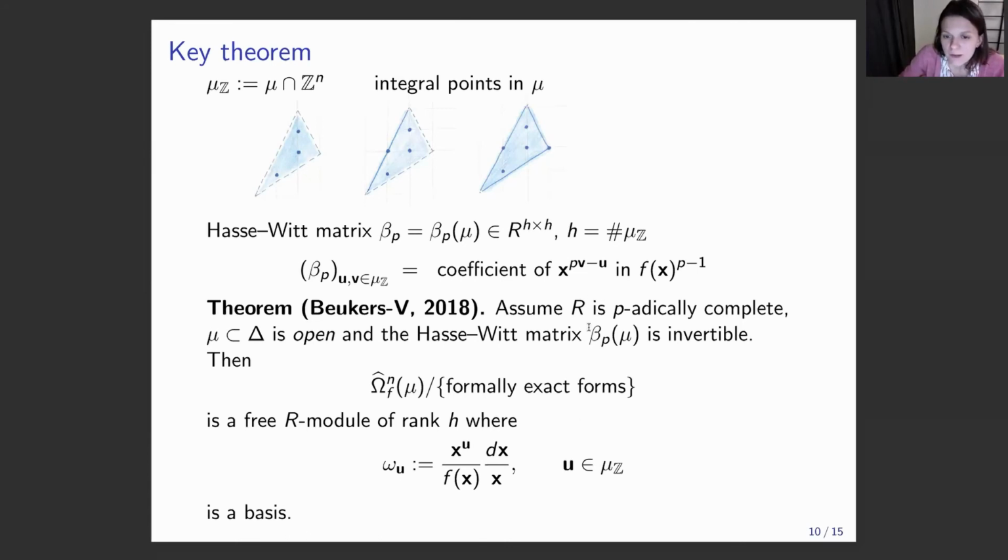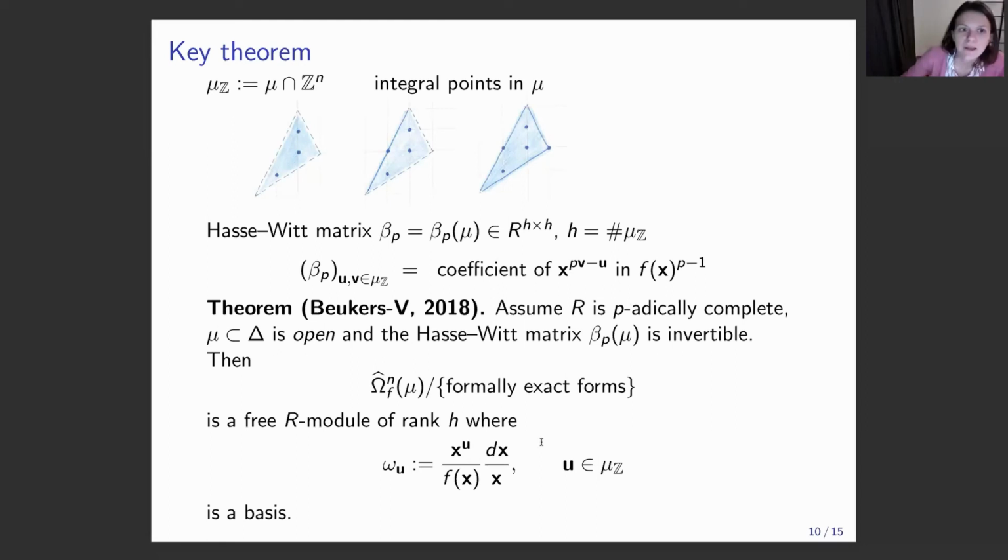And usually the conditions in this theorem can be achieved by extending the ring R. For example, when we start with R being the ring of polynomials in the variable t, and then to have it p-adically complete, we would do the p-adic completion of this ring. But to make the Hasse-Witt matrix beta p of mu invertible, we can consider its determinant. If its determinant is not divisible by p, then we just invert this polynomial in our ring. So we localize the ring and then do the p-adic completion. That's how it works. So usually the conditions here are not hard to achieve by extending the ring R.